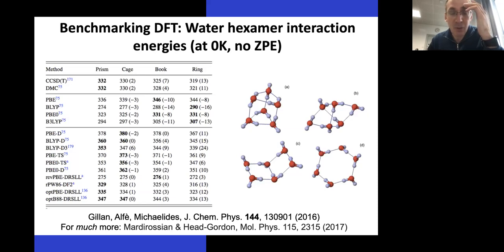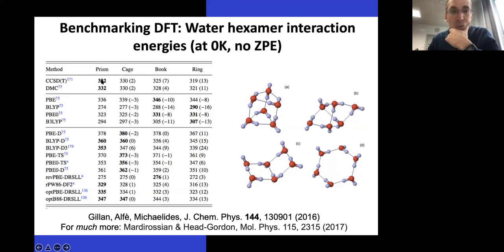Here's another example that illustrates this point. There is an interesting question in the water community about how 6 water molecules arrange themselves. So it's a seemingly simple question, how do 6 water molecules bond? What is the ground state structure for this isomer of 6 molecules? And there are 4 different competing structures that have been discussed as putative ground states for the water hexamer. There's this one that's labeled as a prism. We have a cage, we have something that's called a book, and we have something that's called a ring.